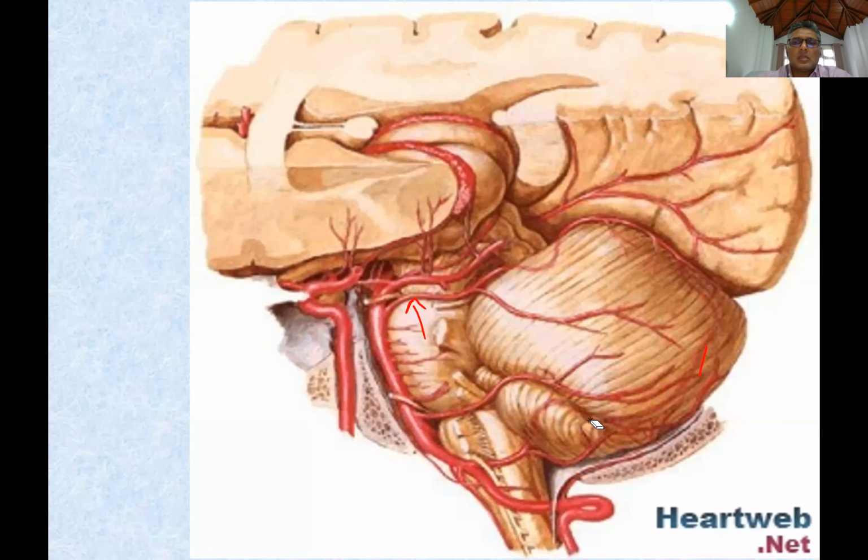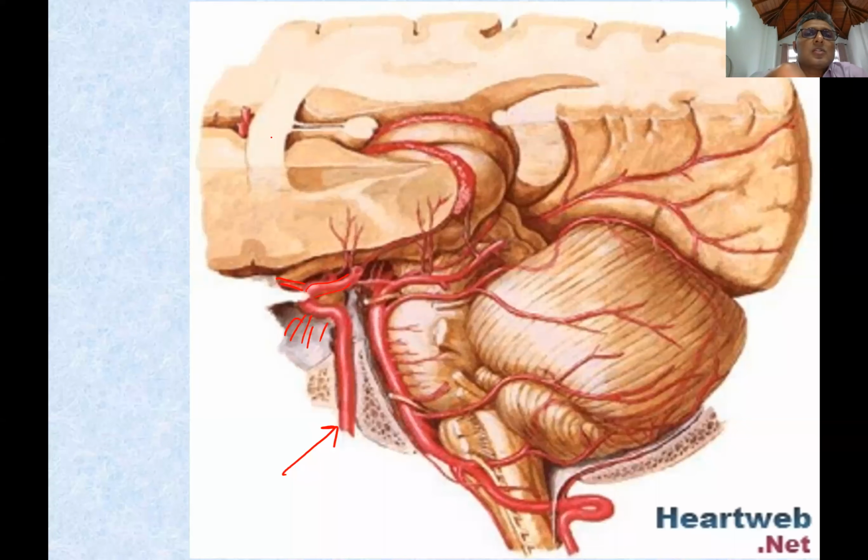Then you can also see the internal carotid artery in this diagram. This is the internal carotid artery, the anterior circulation, passing through the carotid canal here. You can see the carotid canal here. Okay, it passes through the carotid canal, and it passes through the cavernous sinus also somewhere here, and then it gives off the middle cerebral artery and anterior cerebral artery.